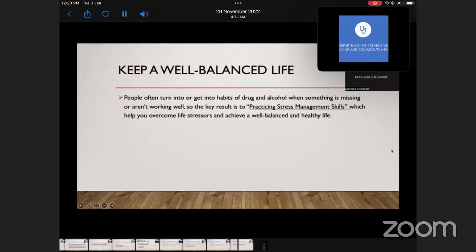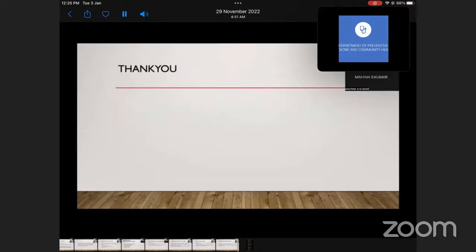Keep a well-balanced life. People often get into habits of drug and alcohol use when something is missing or isn't working well. So the key result is practicing stress management skills, which help you overcome life stresses and achieve a well-balanced and healthy life.